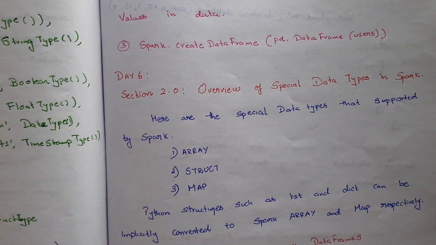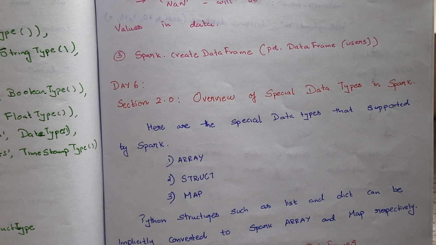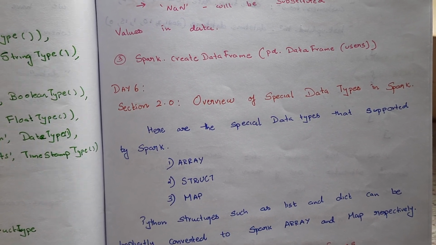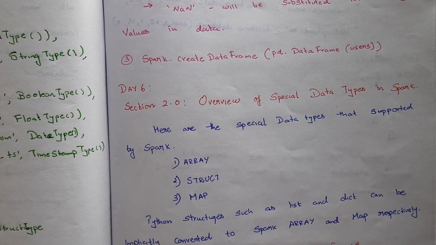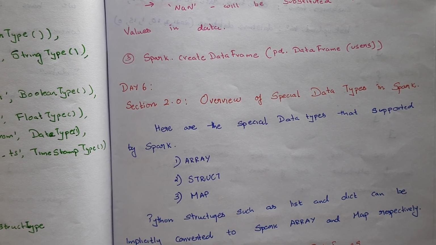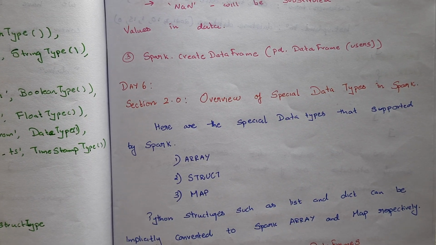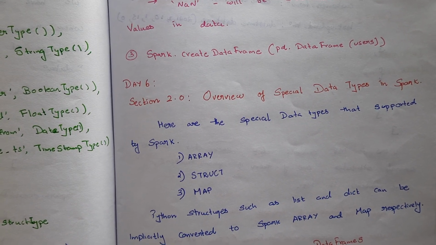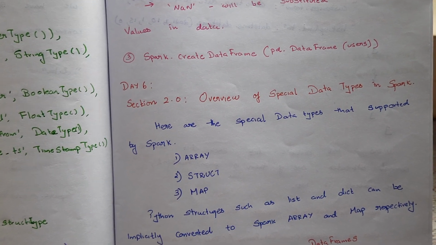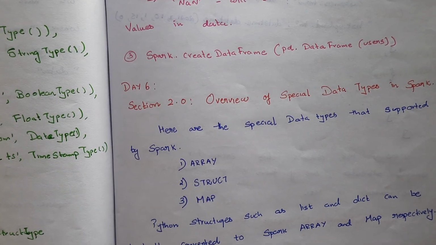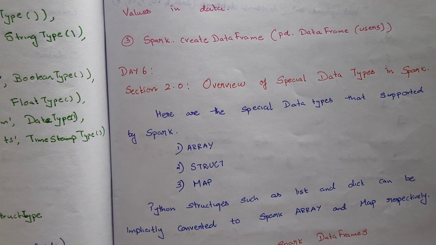Today we are in day 6 and session 2.0. So today we are going to see the overview of special data types in Spark. In previous sessions we have seen the basic data types in Spark like integer, string, boolean, float, date, timestamp, etc. So today we are going to see about the special data types. The special data types in Spark are array, struct and map.